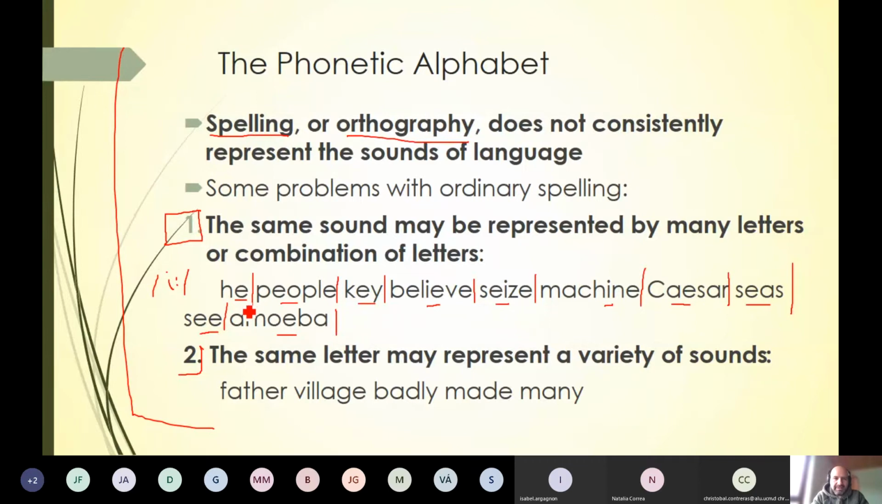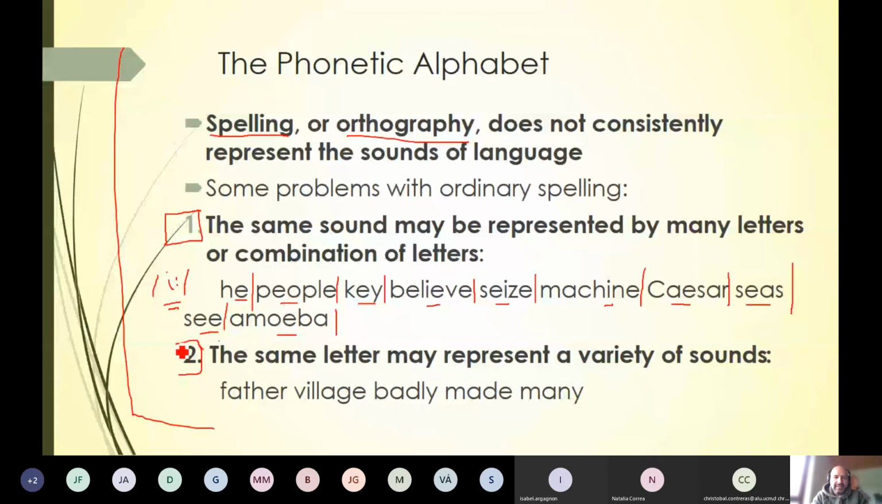For example, here we have the letter E, the combination EO, the combination EY, the combination IE, and so on: different spellings for the same sound. And that creates difficulty when learning the language.